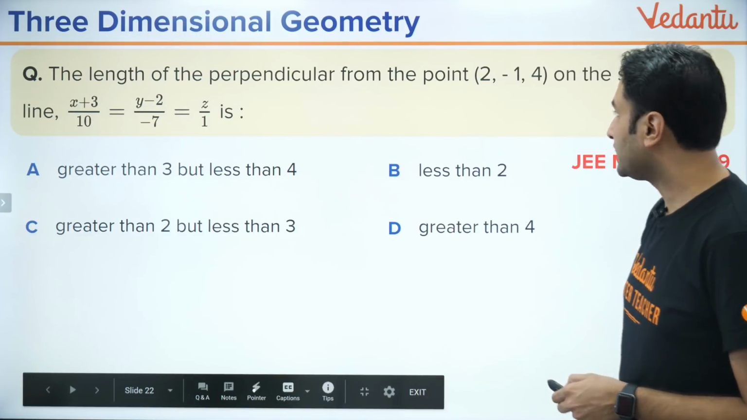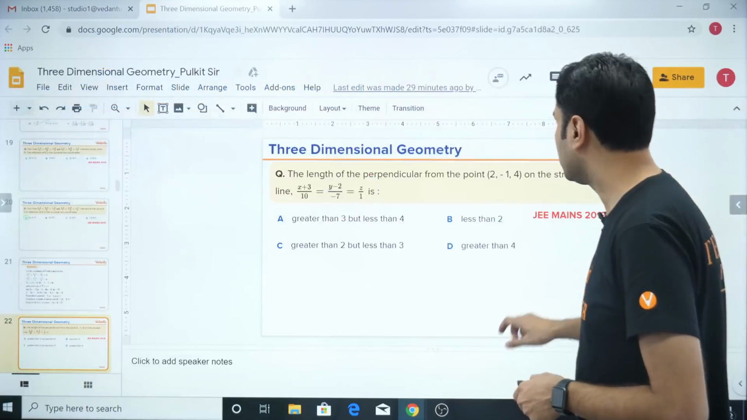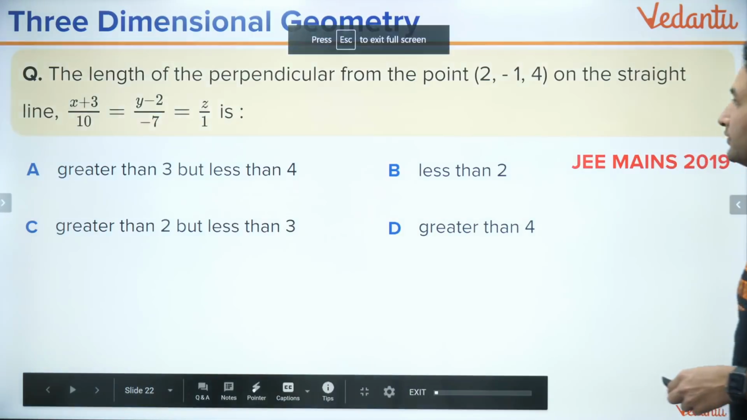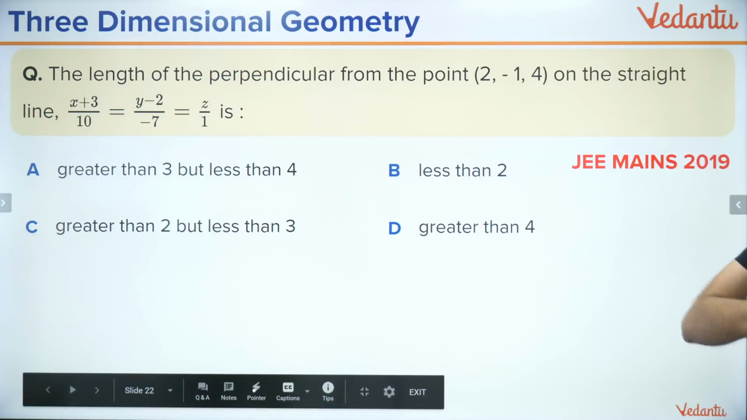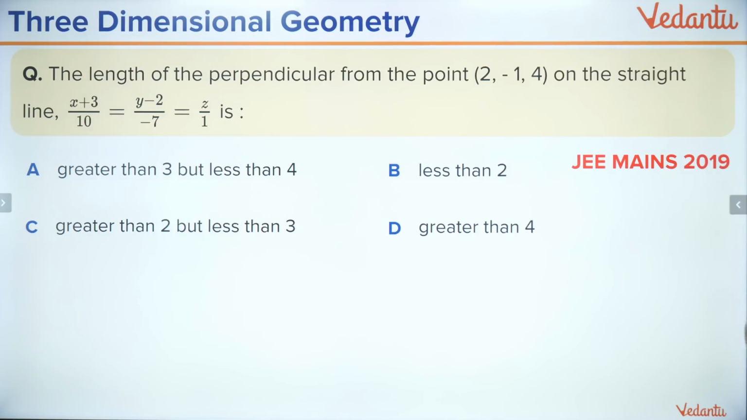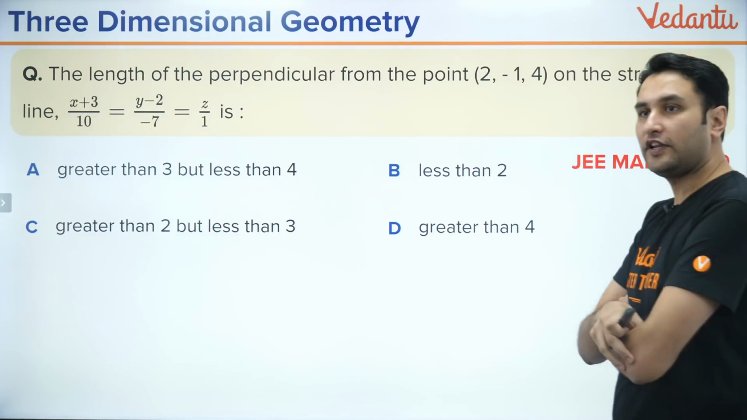Now let's look at this problem. Yeah, the length of the perpendicular. Now it's again a very important concept. The length of the perpendicular from the point 2, minus 1 and 4 on the straight line this. It's very, very important.